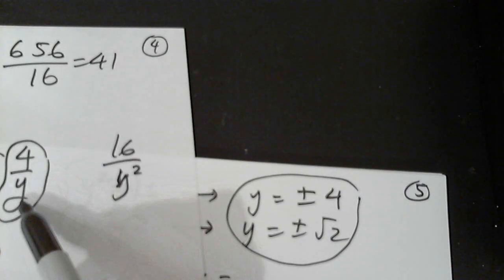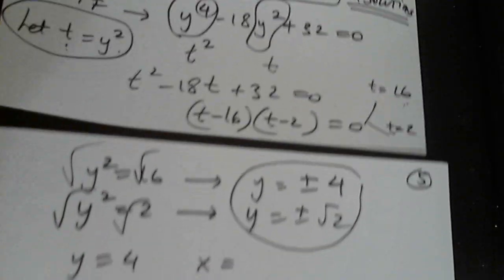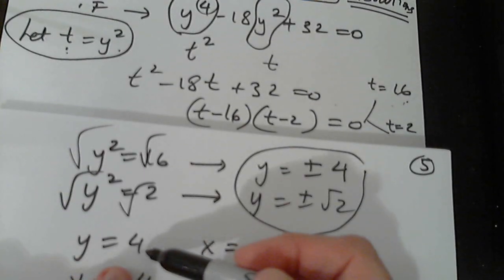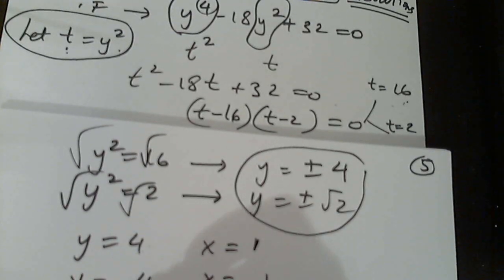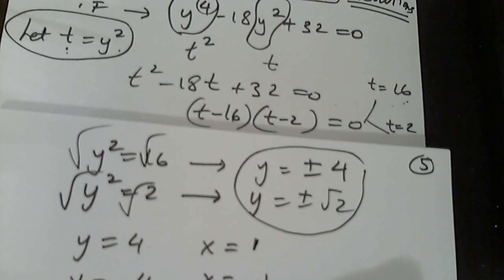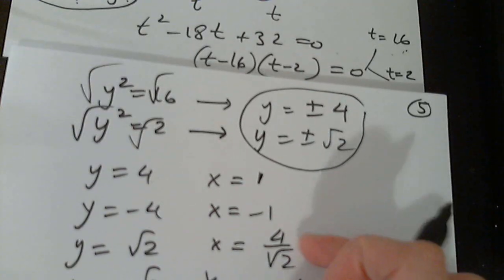X is 4 over 4, 4 over negative 4, 4 over the square root of 2, and negative 4 over the square root of 2. Now we have to rationalize this.